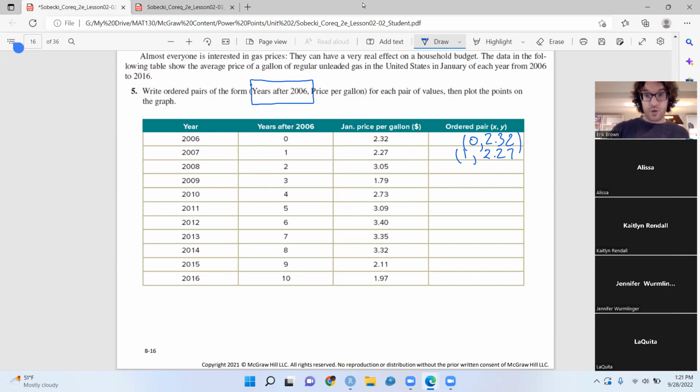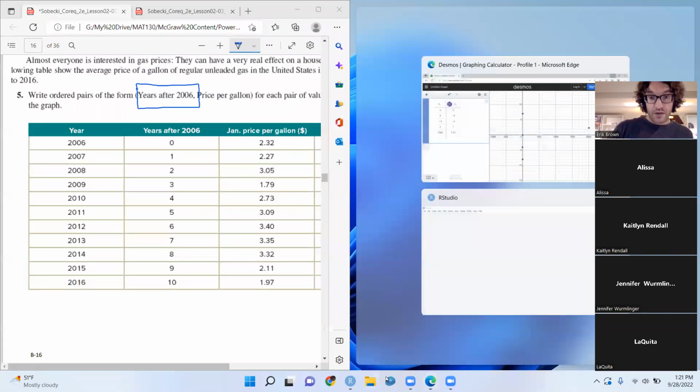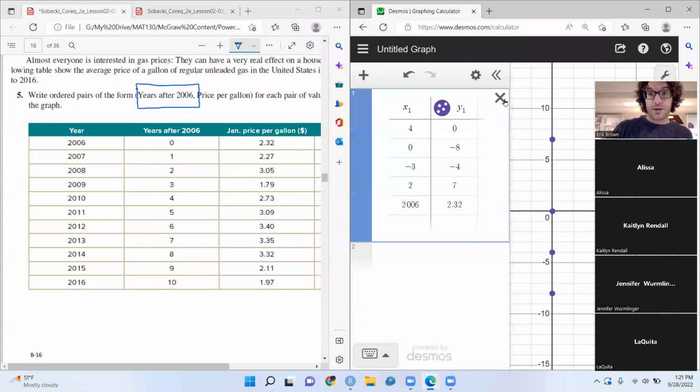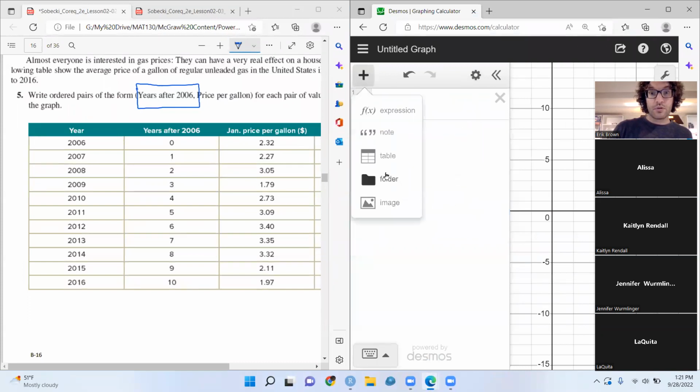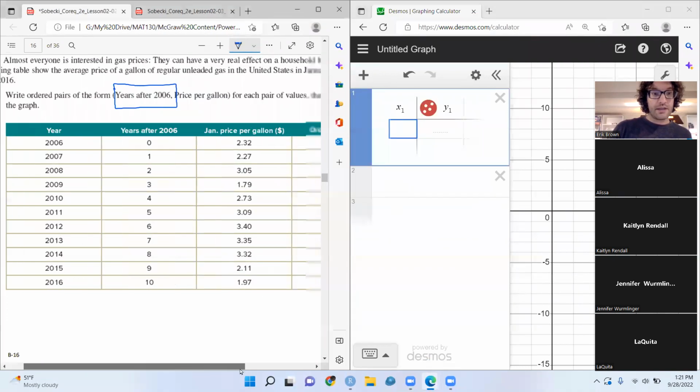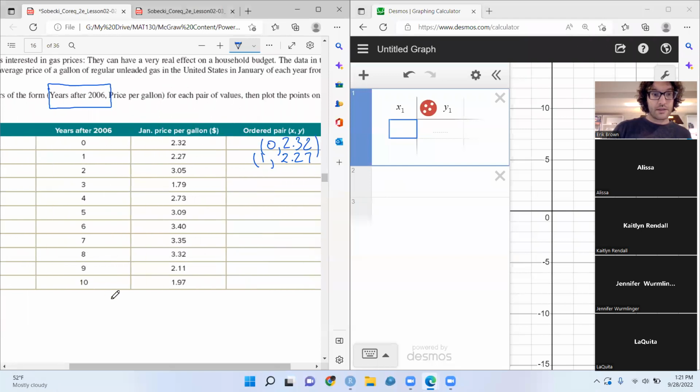So what I want you to do is fill in a new table with these ordered pairs. You don't have to write all these, you just need to type them in the table. All right, so the first one, the X1 is the number of years after 2006, and the Y1 is the January price per gallon. So I'll give you like 3 minutes to do that. Set a timer for 3 minutes.